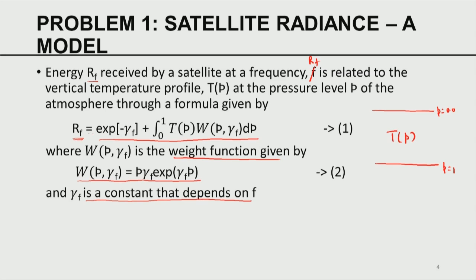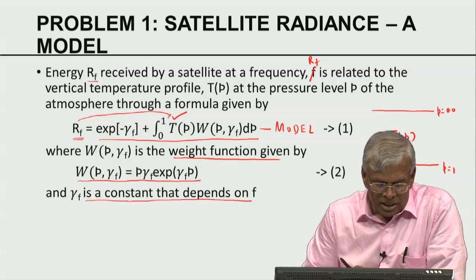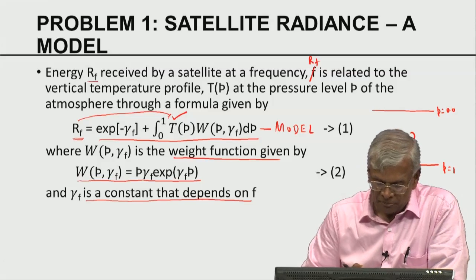The energy is related by this equation, and this equation constitutes the mathematical model that we are going to be concerned with. T(P) is the temperature profile. So, you can readily see the energy received is related to the temperature distribution with respect to pressure, and the formula is derived from the radiation physics. Let us not go into the derivation of this formula. Let us take this formula for granted. So, what is the basic idea here? What is the inverse problem?